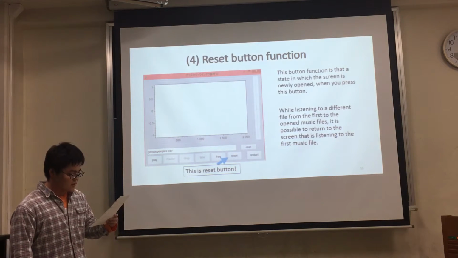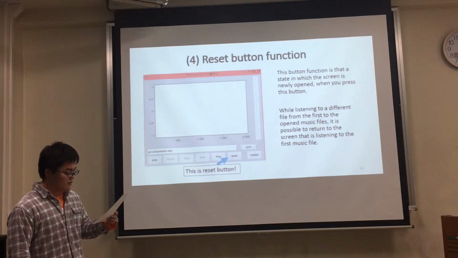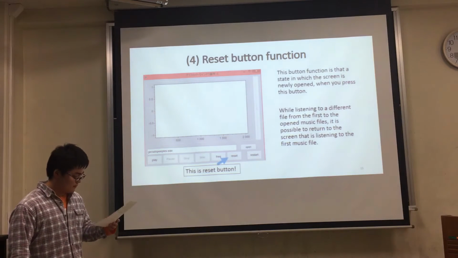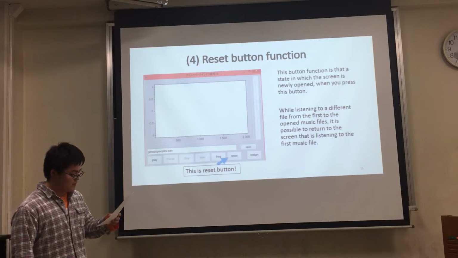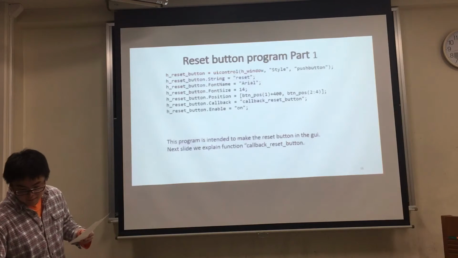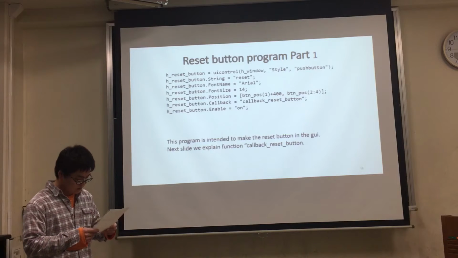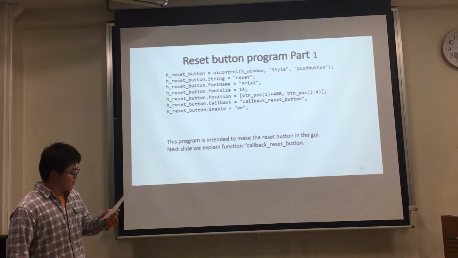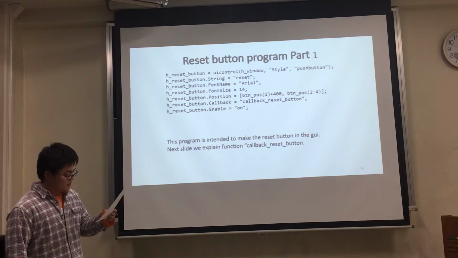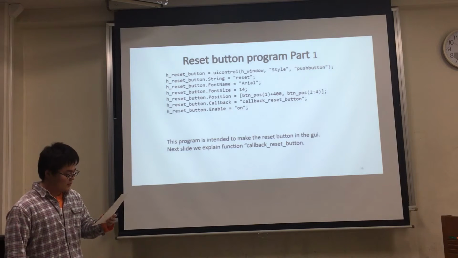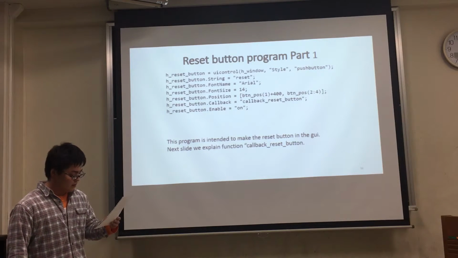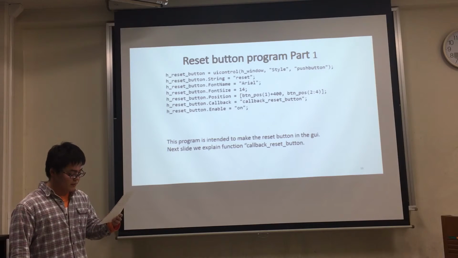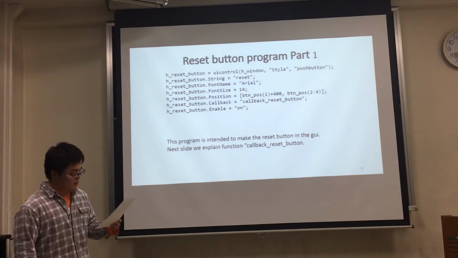This button function opens a new screen and resets the state. This makes it possible to get the first state of the screen. This code and the restart code are almost the same. The differences are the position and the callback function. On the next slide, we explain the callback reset button.